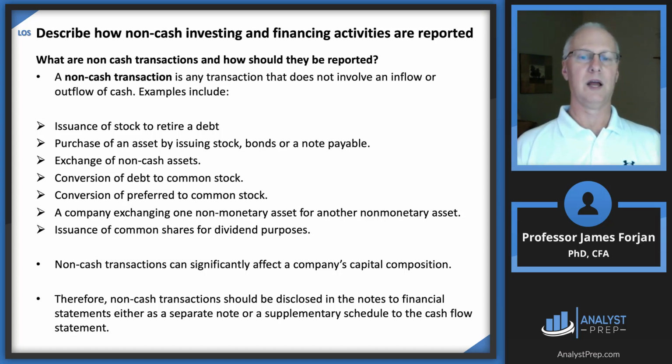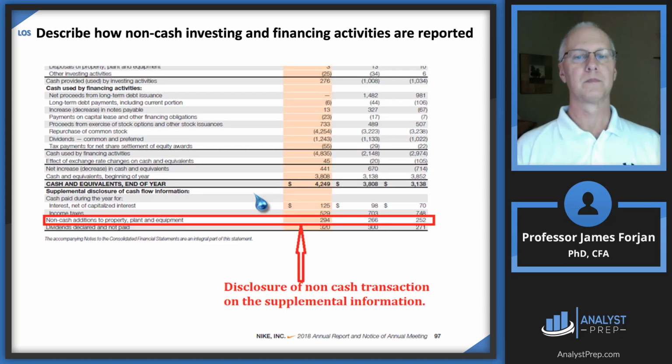So how do we deal with these kind of things? If they are non-cash, they're not just going to magically show up on a balance sheet or an income statement. But what they will do is they'll show up somewhere else, and then they're going to be disclosed as notes to the financial statements. All right, here's an example for Nike. Down at the bottom, underneath in the cash flow statement, there's a non-cash addition to property, plant, and equipment. What does that number say? 294.